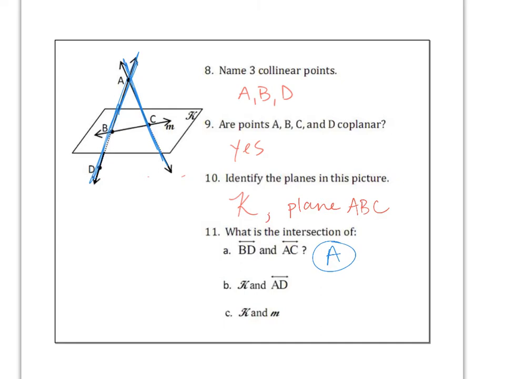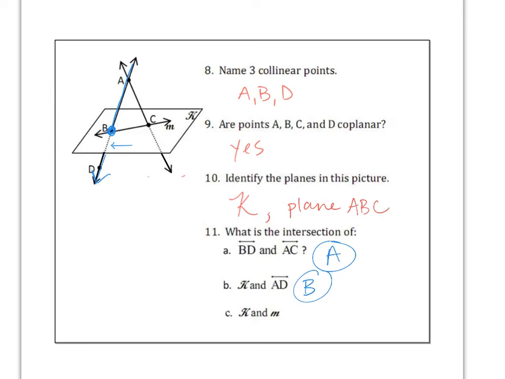How about K and AD? All right, let me erase my stuff here. K is the whole flat surface, and line AD comes down and boom, right there, it hits the flat surface. How do I know that? Because of these dotted lines. So it hits there and goes underneath and then comes back out the bottom. So line AD touches the plane or intersects the plane at B.